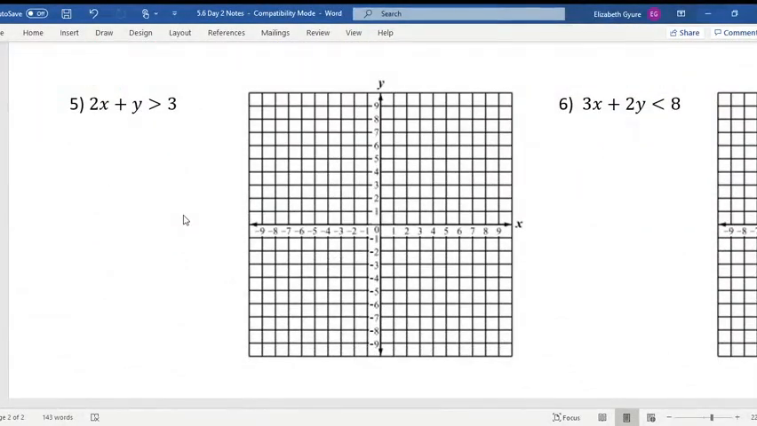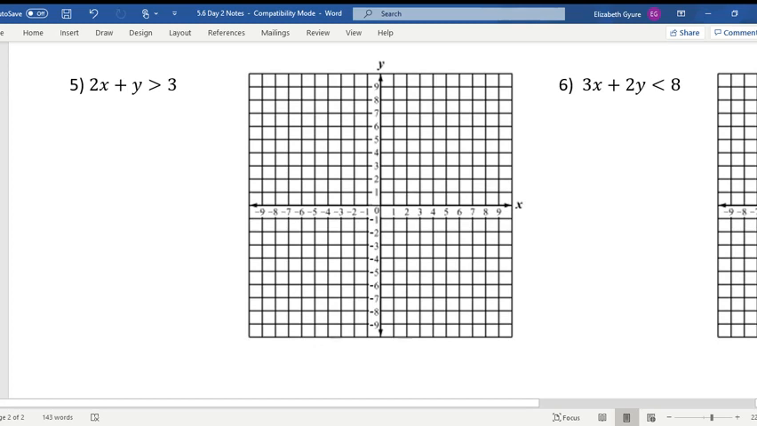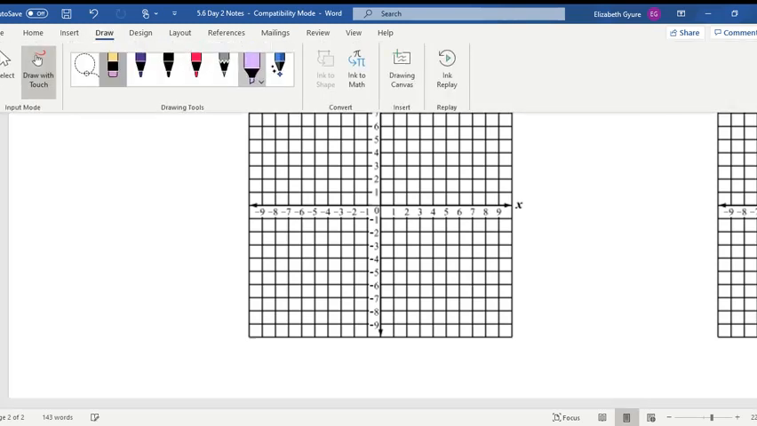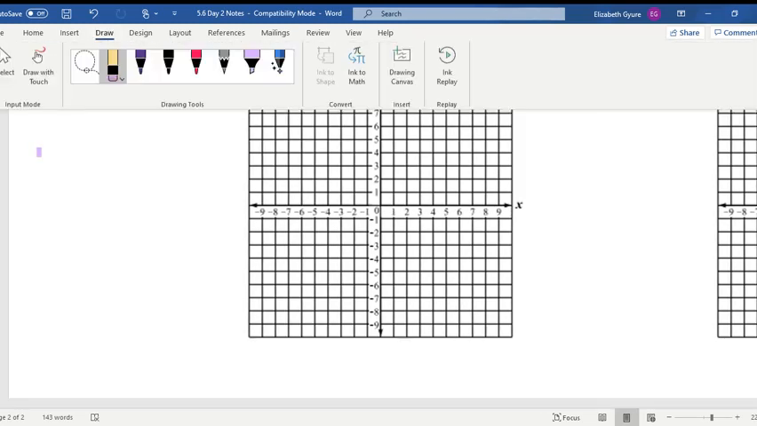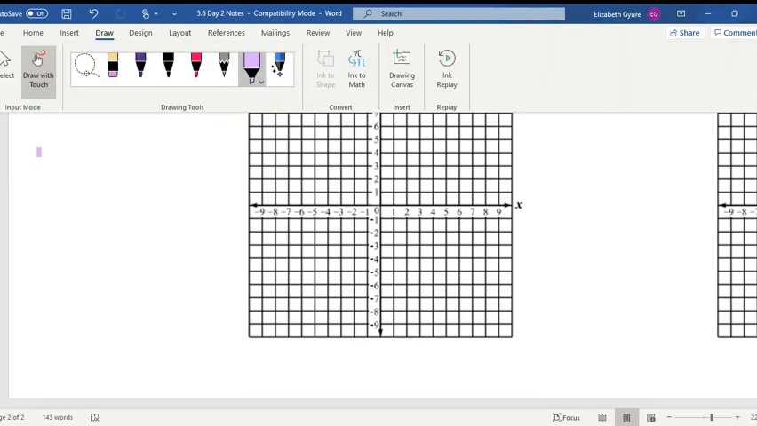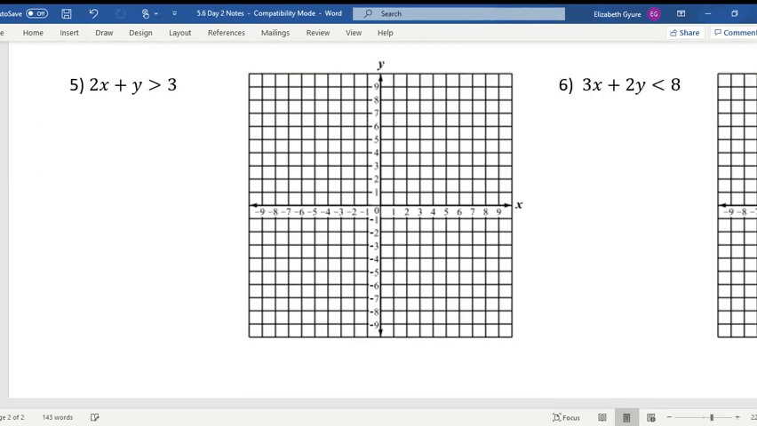All right, onward. We are now on number 5. So here we have 2x plus y is greater than 3. This is not in our y equals mx plus b form, so we're going to fix it. We're going to rearrange this into y. We just want our y on the left, and then everybody else on the right.